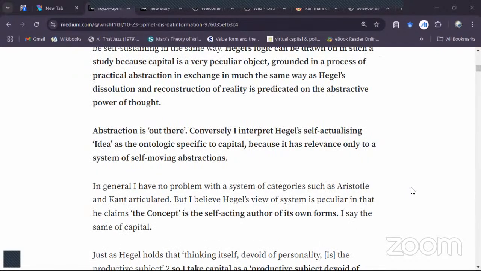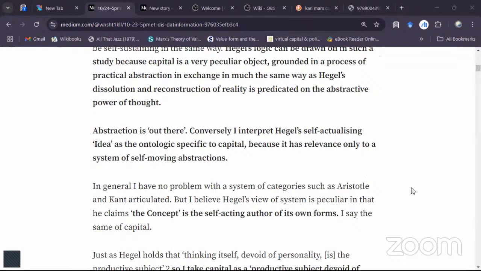It is an ontologic specific to capital because it has relevance only to a system of self-moving abstractions. That's the difference between commodity 1 and commodity 2, as I was pointing out in David Harvey's example. There's the commodity you produce. You're sitting on the assembly line. You're making the damn thing. And then there's its actual thing out there.